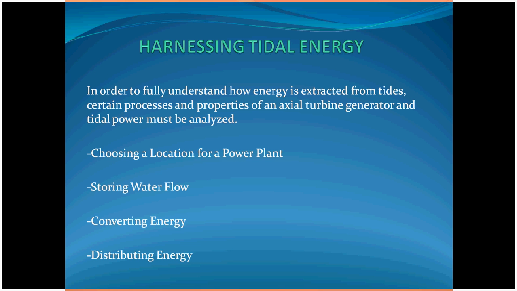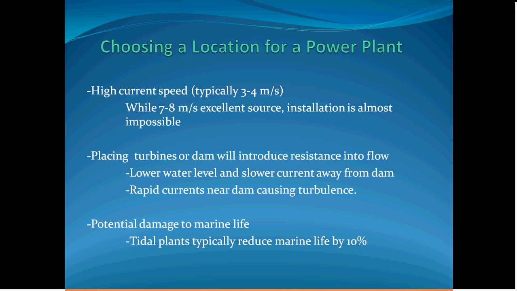So, in order to fully understand how energy is extracted from tides, certain properties and processes of an axial turbine generator need to be analyzed. These include choosing the location for a power plant, storing the water flow, converting the energy, and distributing the energy. So when choosing a location for a power plant, one of the most important aspects is choosing a location that has high current speeds. Typically, these are 3 to 4 meters per second. While 7 to 8 meters a second would be an ideal source, it makes it almost impossible to install anything at these high water speeds.